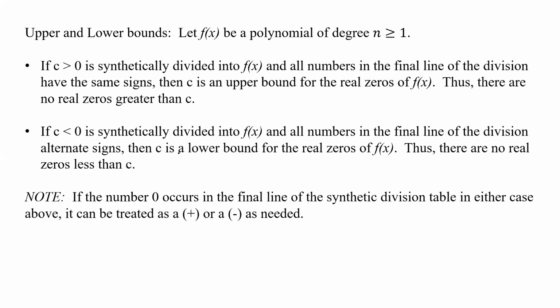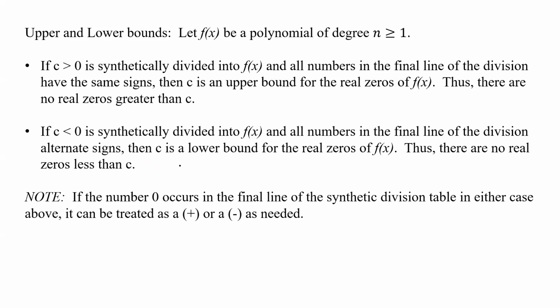Now, if we, on the other hand, plug in a c that's less than 0, and the bottom line of the synthetic division has alternating signs, so plus, minus, then what we found is the lowest bound. So c is the lowest bound for all the zeros, and there's going to be no real zero less than that c. If we got all the way to the bottom, there won't be anything less than that.